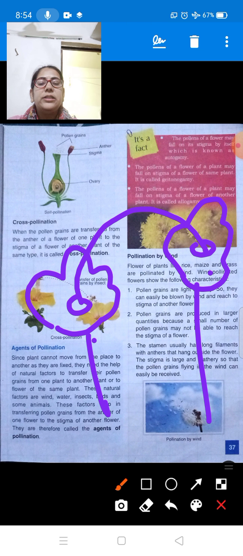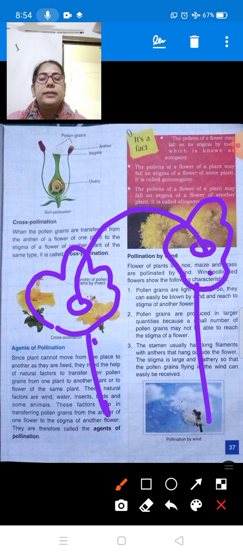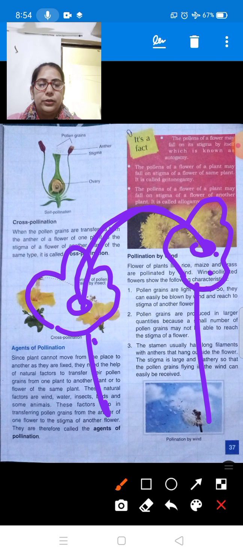Plants should also be different. The flowers should be different and the plants should also be different. There should be two plants, and if the pollen grain of this plant is transferred to the stigma of this plant, then this is called cross pollination.